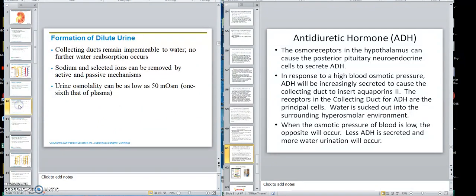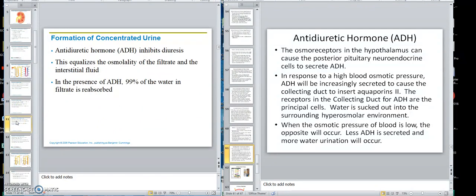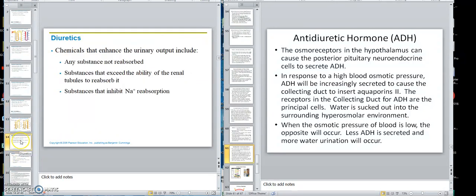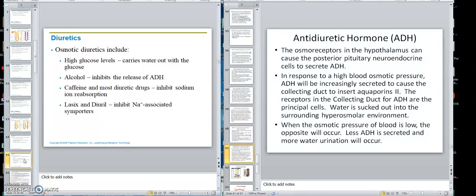So we talked about that, so I'll just say a few words here. Let's go here. We have these things called the diuretics, chemicals that enhance the urinary output. There are many different kinds. Osmotic diuretics, like high glucose. High glucose in the blood makes you urinate a lot. That's why people with diabetes can have polyuria if the blood sugar gets high.